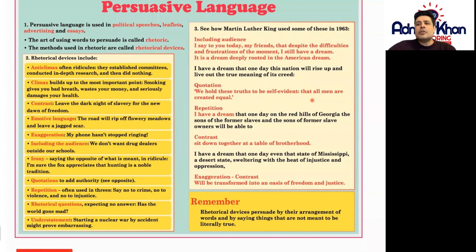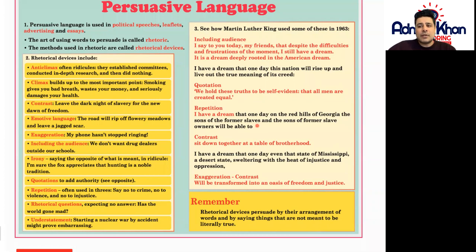So I say to you today, my friends, that despite the difficulties and frustrations of the moment, I have still a dream. It is a dream deeply rooted in the American dream. A quotation from Martin Luther King. I have a dream that one day this nation will rise up and live out the true meaning of its creed. Let's have a look at the quotation in detail. We hold these truths to be self-evident, that all men are created equal. So the repetition says that I have a dream.